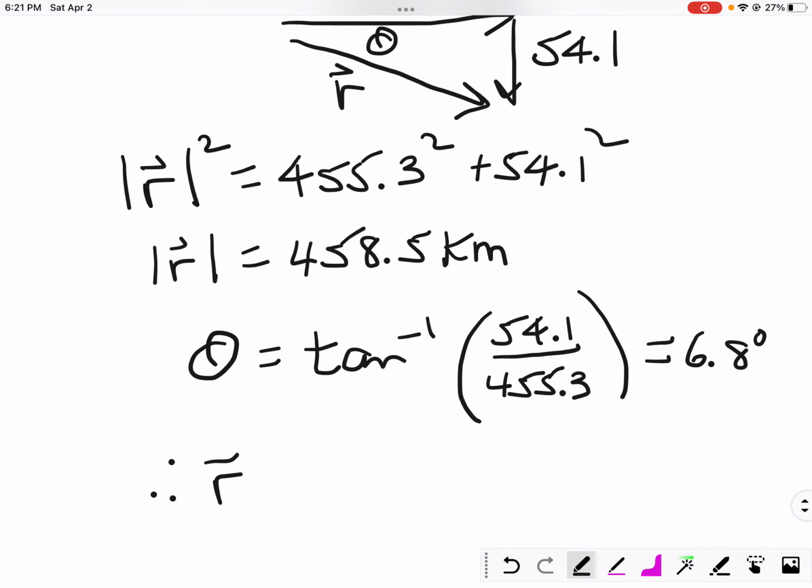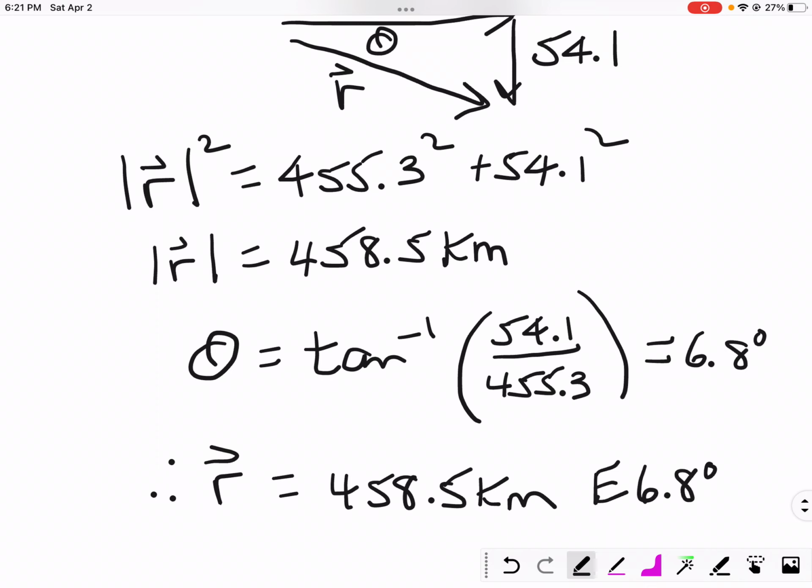Therefore, the vector is 458.5 kilometers, and it is east 6.8 degrees south, or from the south 83.2 degrees east.